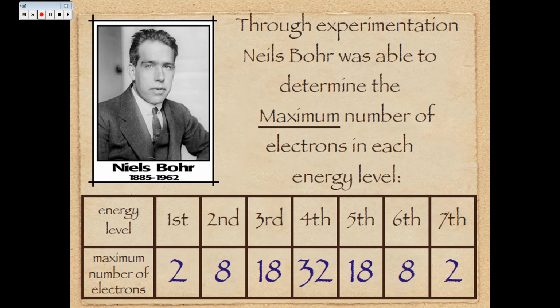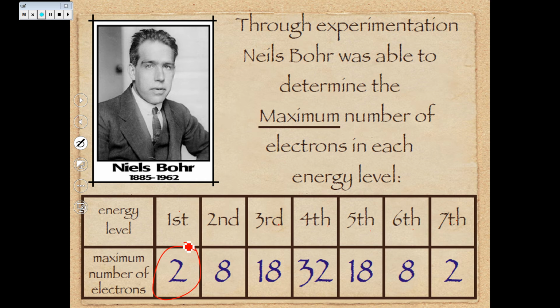Through experimentation, Niels Bohr was able to determine the maximum number of electrons in each energy level. So he said that there are 7 energy levels, 1, 2, 3, 4, 5, 6, 7. And through experimentation, he found that in the innermost energy level, the energy level that is closest to the nucleus, the maximum amount of electrons that first energy level could hold were 2 electrons.